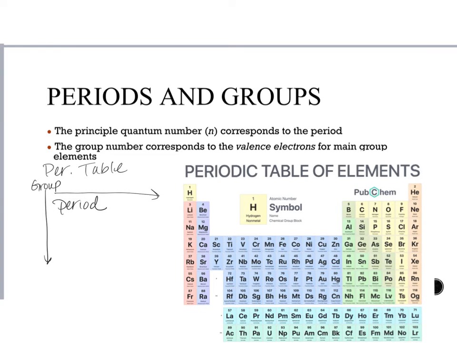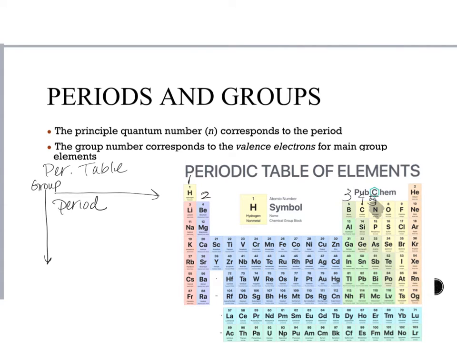So let's say I were to ask you how many valence electrons does nitrogen have? Okay, let's identify where nitrogen is. Right here. All I need to do is to determine what main group number it's in. This is main group number 1. This is main group number 2. This is main group 3, 4, and 5. So nitrogen has 5 valence electrons. So that's what this means.